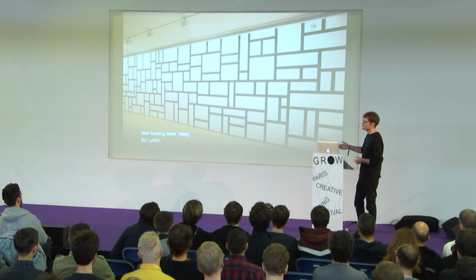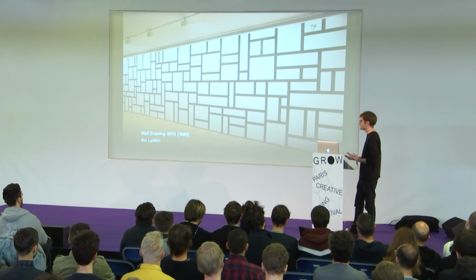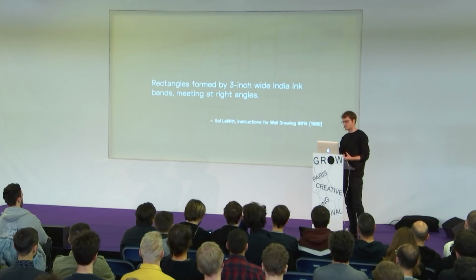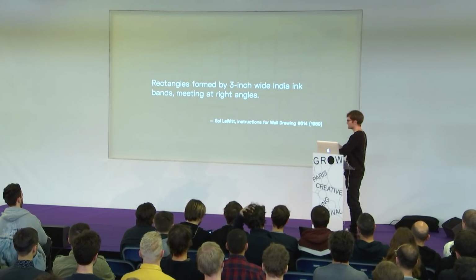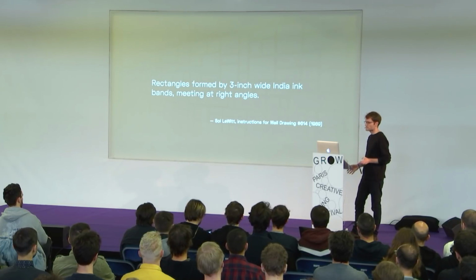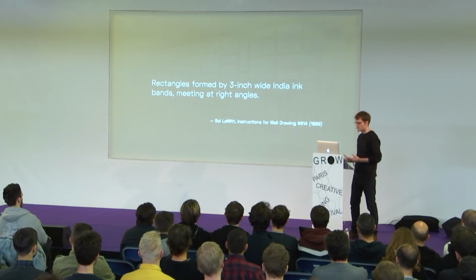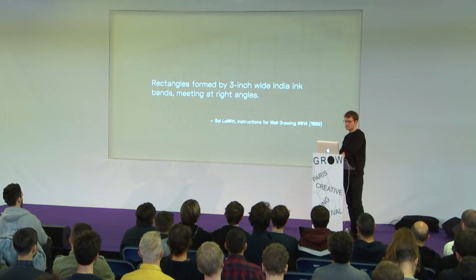He's not even painting them himself. This is one of the interesting things about his work: he's not going onto the wall and drawing it and creating it himself. Instead, he's creating very simple instructions. The instructions for this actual wall mural are so simple that they can be described in a single sentence. This is the sentence he would give to the builders, the fabricators, the people actually creating that mural: rectangles formed by 3-inch wide India ink bands meeting at right angles.